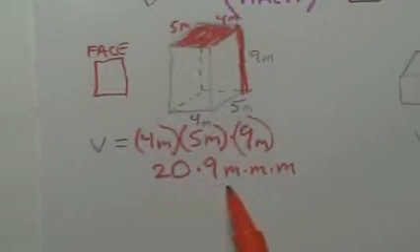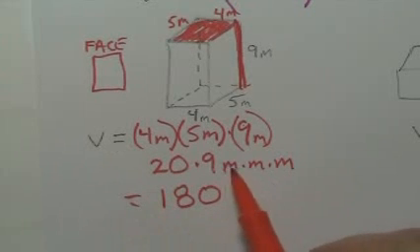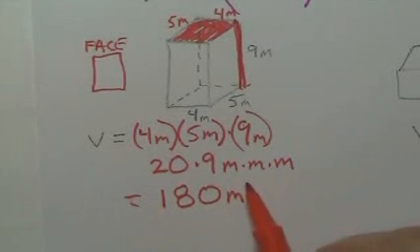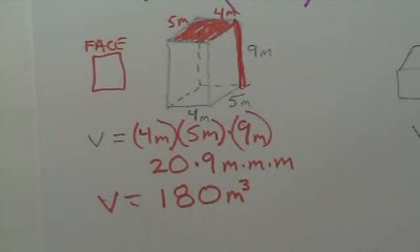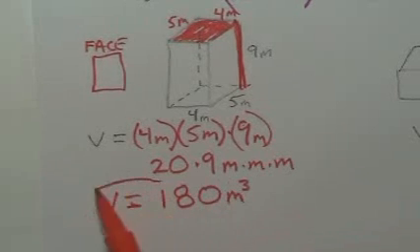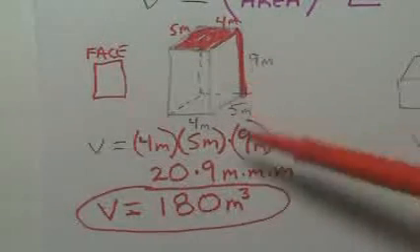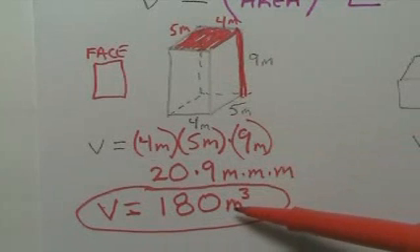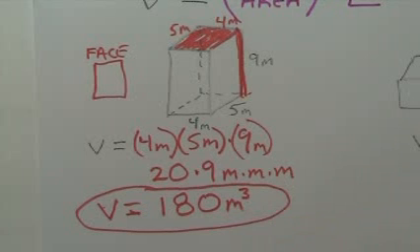Next, 20 times 9. 2 times 9 is 18, and then I add the 0. And then my units, I have m. How many m's do I have? 3. So it's m cubed. The volume is measured in cubes. Area is always squares. Volume is always cubes. And there's our answer. What we are saying is that this structure can hold 180 cubes that are 1 meter by 1 meter by 1 meter. Cubic meters.